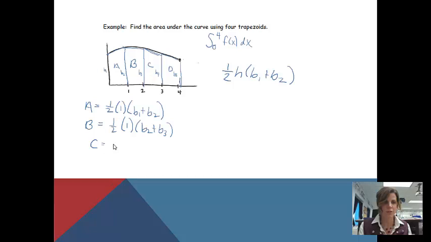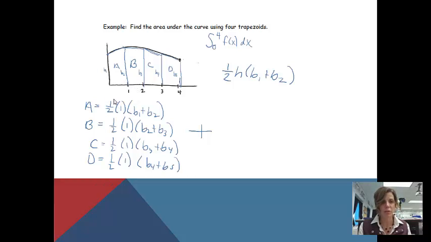For C, it's 1/2. The height is still 1. And the 2 bases used in this trapezoid C are B3 and B4. Then for D, we would use 1/2. The height is still 1. The bases that are used are B4 and B5. When we get those answers, we would add them all together, and that would be the area under the curve.